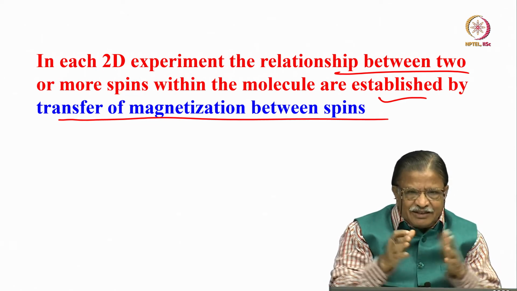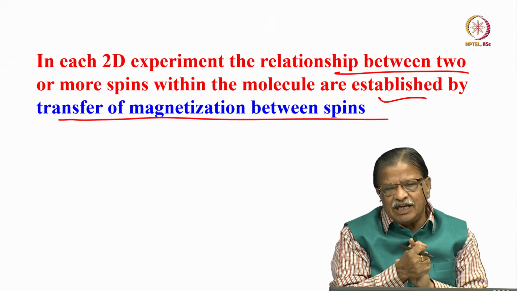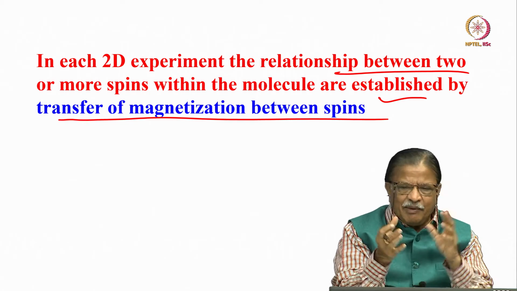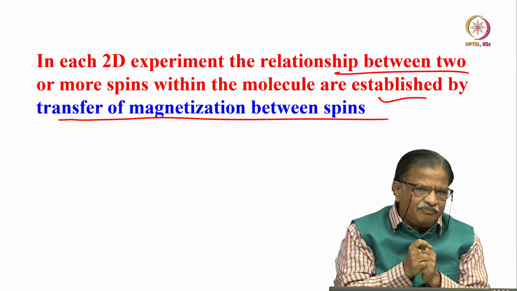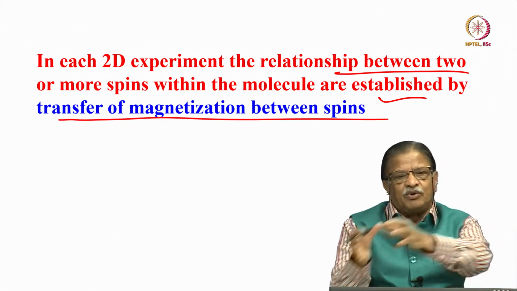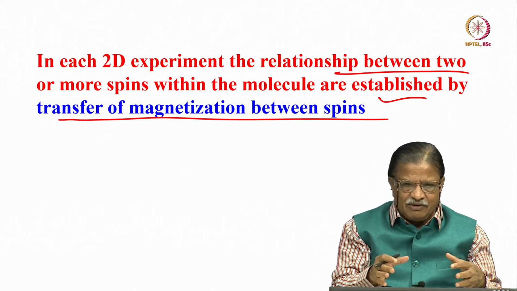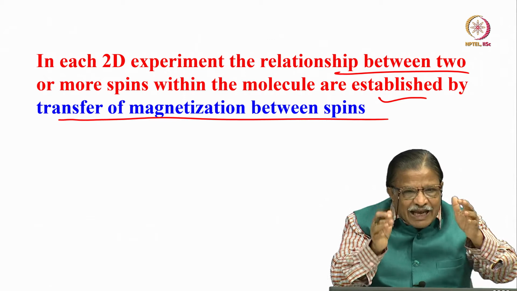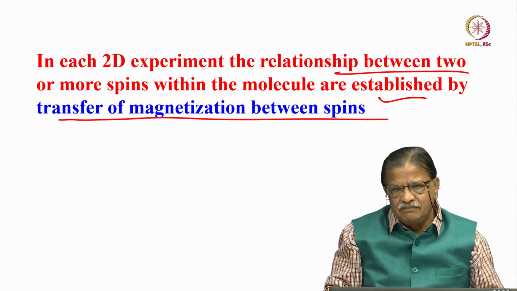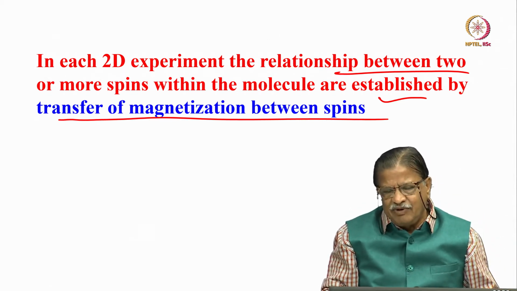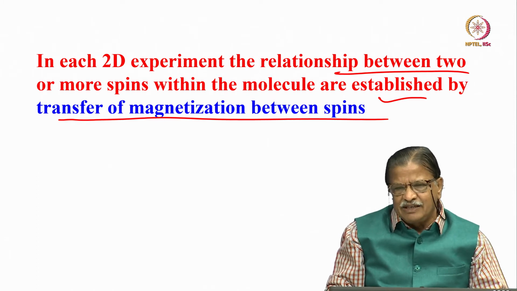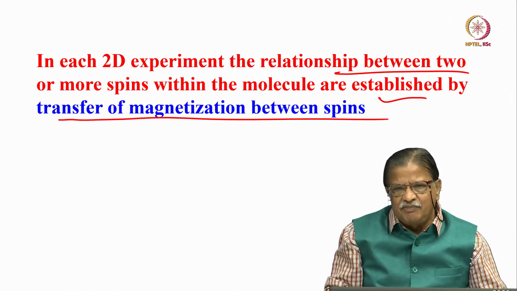So, depending upon the information which you are trying to derive, the relationship between two spins or even more spins within the molecule is established only by the transfer of magnetization. Of course, that is another very important thing. The transfer of magnetization is what gives us the relationship between two spins.